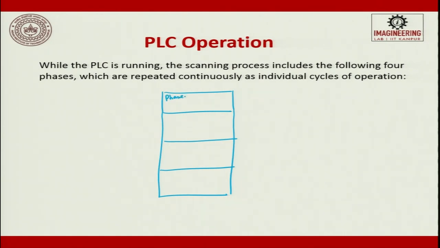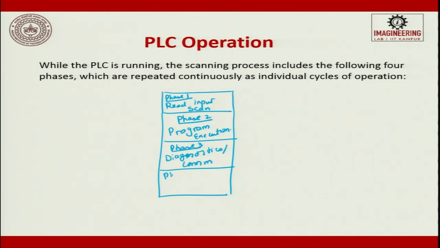So, phase 1 is the read input scan. Phase 2 is program execution. Phase 3 is diagnostic and communication. Phase 4 will be the output scan. From the output scan it goes here.